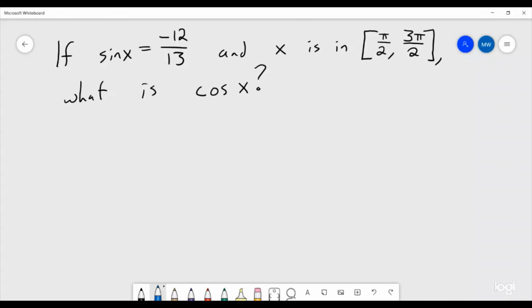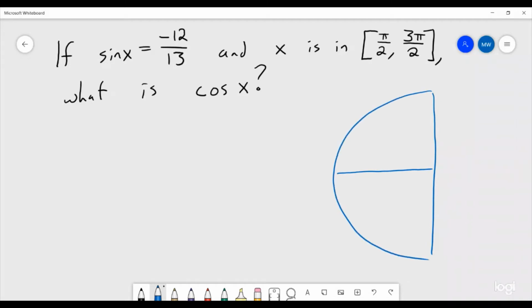So if we have this problem given to us on a test and it says if sine of x is negative 12/13 and x is somewhere in the region from pi halves to 3 pi halves, so that tells us where the angle's living, what is cosine of x? Well, the first thing I would do is start to draw a picture. Because we know it's in pi halves to 3 pi halves, we know it's going to be in the second or third quadrant, so it's somewhere in this region here.